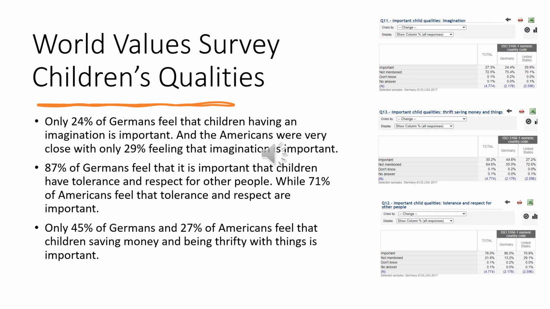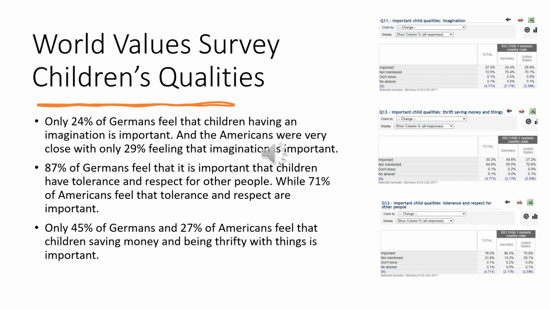When it comes to imagination, only 24% of Germans feel that children having imagination is very important. On the flip side, the Americans pretty much felt the same way about it being important for their children to have an imagination. They were at 29%, so they were basically saying the same thing, that it's really not important.